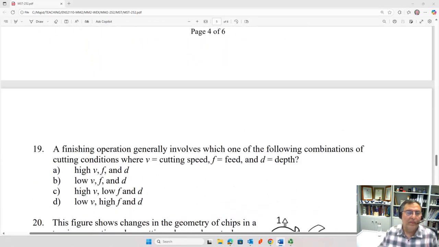Question 19. A finishing operation generally involves which one of the following combinations of cutting conditions? V represents cutting speed, F feed, and D depth of cut. Well, for finishing operations, as it was discussed in the lecture, we are interested in high values of cutting speed but low values of feed and depth of cut in order to produce a high quality surface finish. So C is giving us the right combination of parameters for finishing operations.